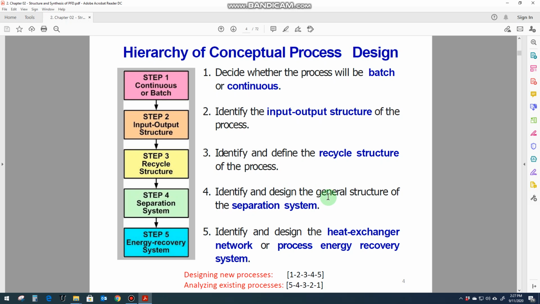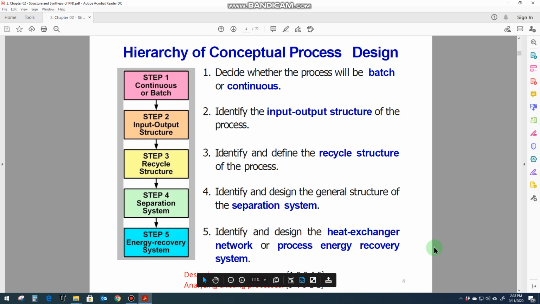Identify and design the general structure of the separation system. Now, for the separation system, you know that there are different equipments that can separate the required products from the unrequired products. So we will see what kind of separation systems we can have to get the optimum energy utilization in the process.